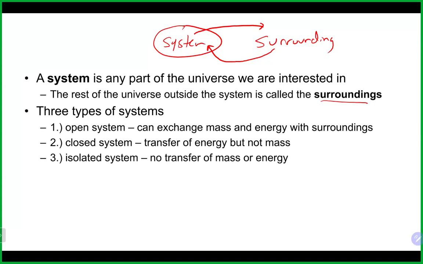A closed system, on the other hand, we have transfer of energy but not mass. So, for example, if you're working with a test tube that had a stopper on it, right? You couldn't get in there because it's covered. You can't exchange any of the mass that's inside, but you can still exchange energy. And an isolated system is one where there's really no exchange of either mass nor energy. It is basically self-contained within the surroundings.